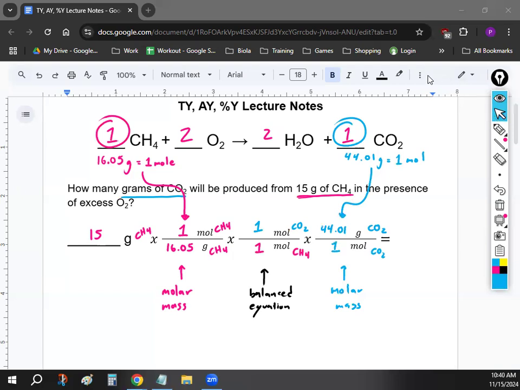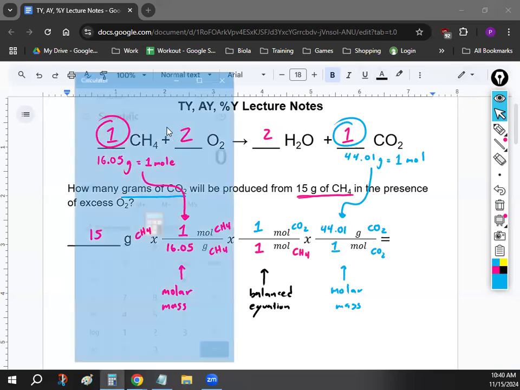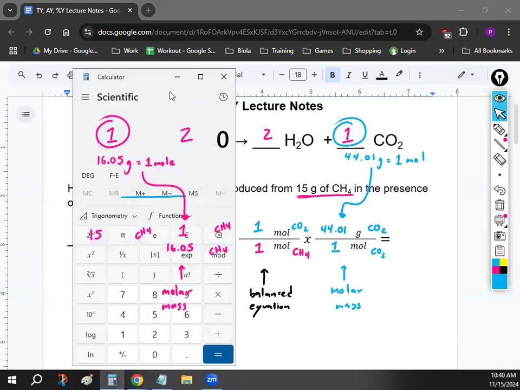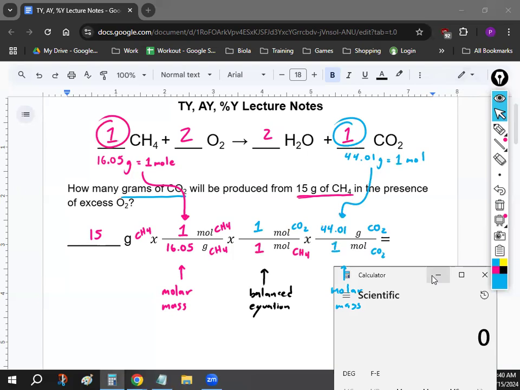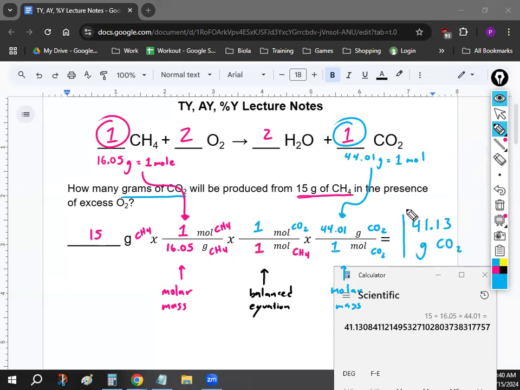All right, so let's plug it into our calculators. Again, the numbers on the top, you're going to multiply, and everything on the bottom, you're going to divide. So we're going to go left to right. So the first number on the left is 15, and then 16.05 is on the bottom. So divided by 16.05 times 44.01. And so you'll get a final answer about 41.13. If you got that, great job. And then make sure you label your numbers grams of CO2.